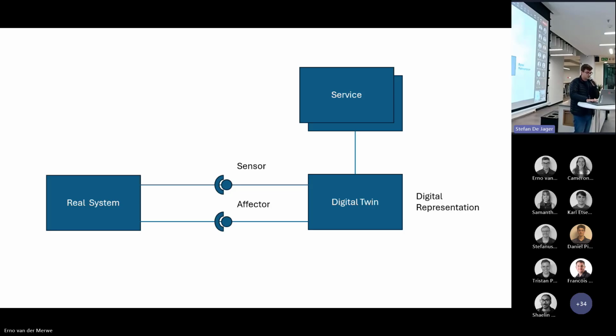Now, the primary reason we build a digital twin is that we would like to provide additional services, right? So you build a digital twin for a very specific use case. You don't build it just to build it and collect millions of lines of data without reason. You need a specific use case to build it.